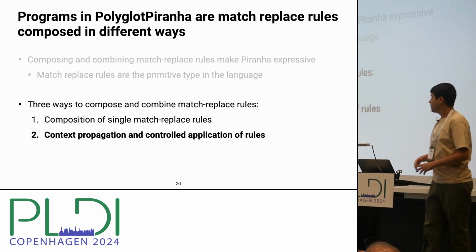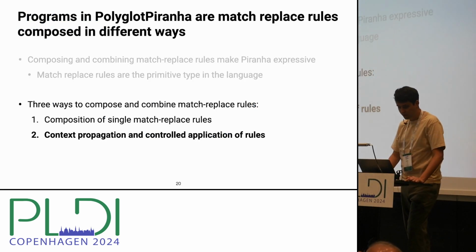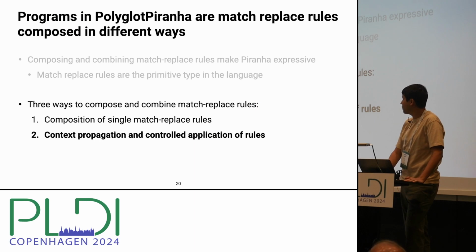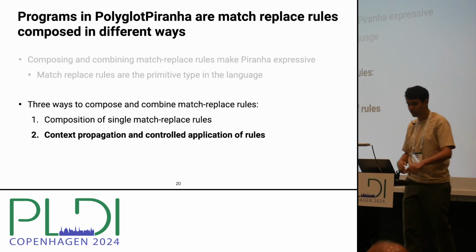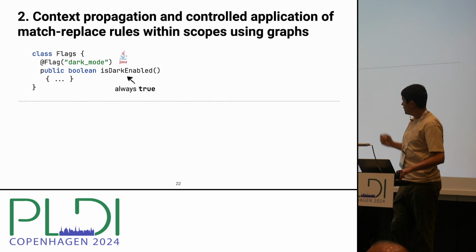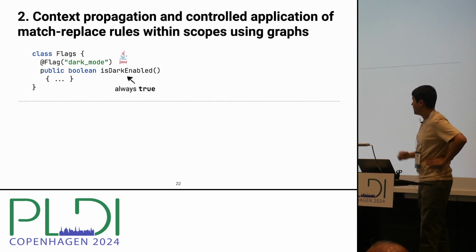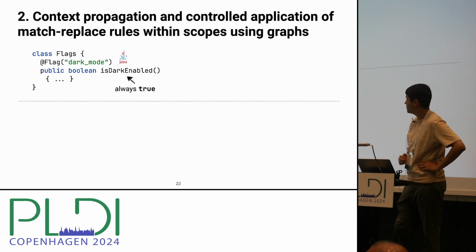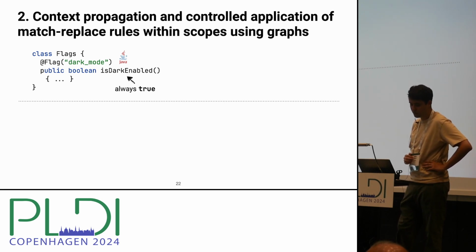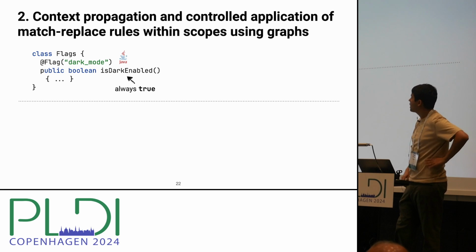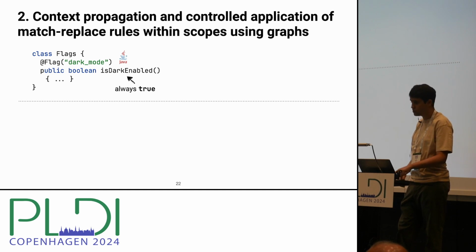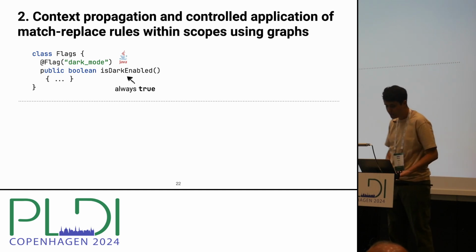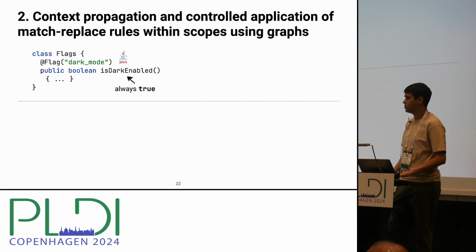Anyway, moving on, let me show you more features of our language. The second core idea that we have is context propagation and the controlled application of rules within particular scopes. I'll show you that with an example. Let's say this is again the example from the dark mode we saw earlier. We have this class Flags, and isDarkEnabled is a method that always returns true dynamically. And we want to clean this up across the code base.